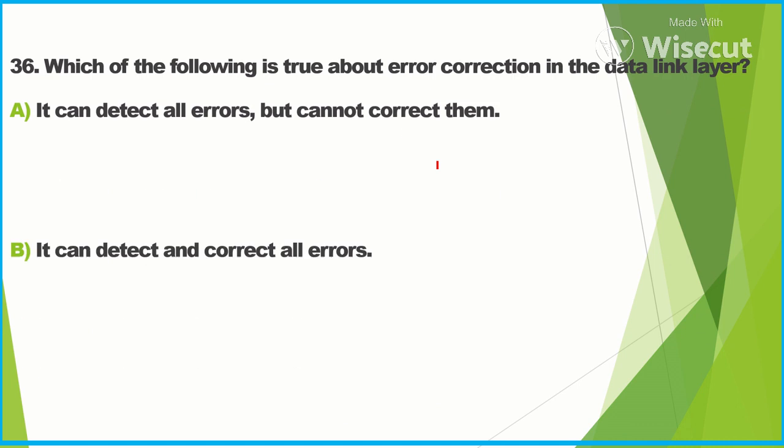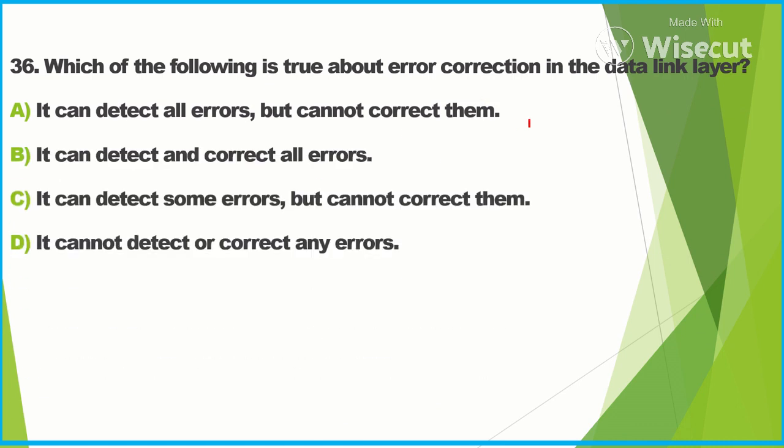Which of the following is true about error correction in the data link layer? It can detect some errors but cannot correct them. Error detection in the data link layer is typically done using the technique known as CRC.